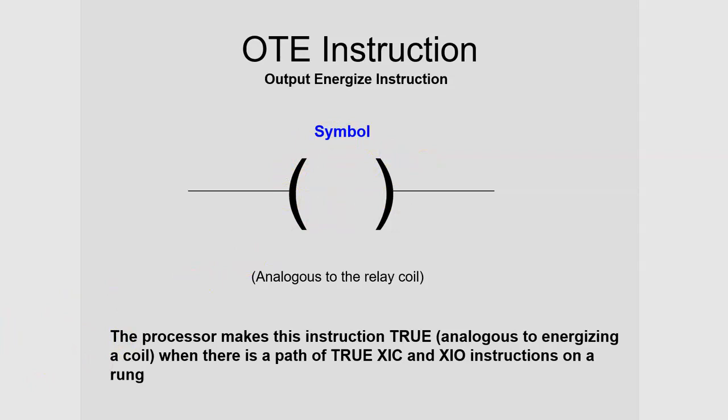And so you can see that the input instructions, examine if open, examine if closed, those look like normally open and normally closed contacts. And then the output energize kind of reminds you of the symbol for a relay coil. And that's done on purpose so that plant electricians can actually look at your ladder program and this would make sense to them, because they're used to reading electrical diagrams.